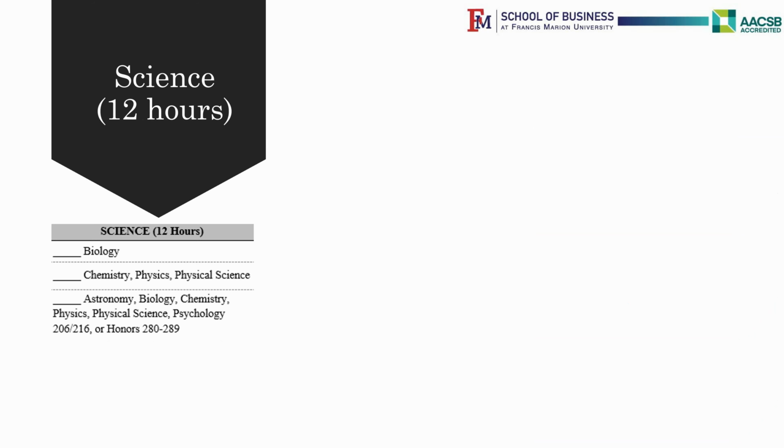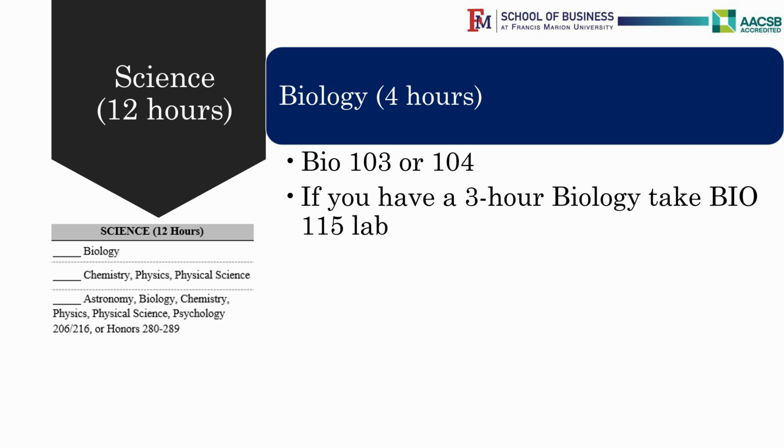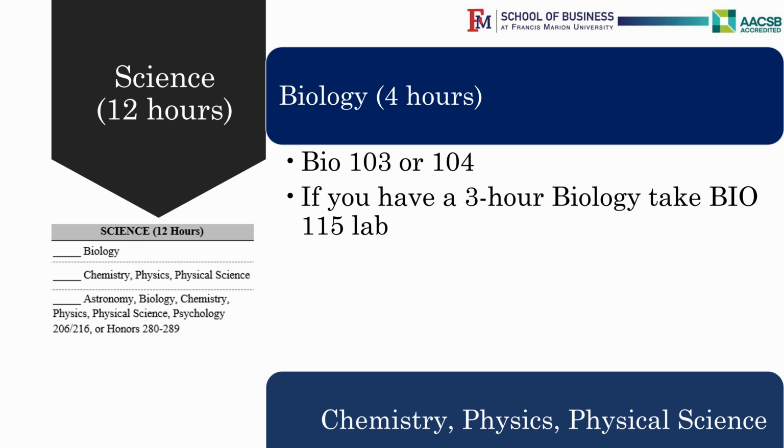The science requirement has 3 science classes, each one with a lab. All students have to take biology or life sciences with a lab. If you are at Francis Marion, choose Bio 103 or 104. If you are transferring a 3 credit hour biology class from another institution as Biology 105, you can take Bio 115, a 1 credit hour lab to complete this science requirement.